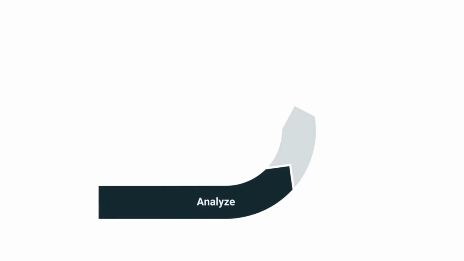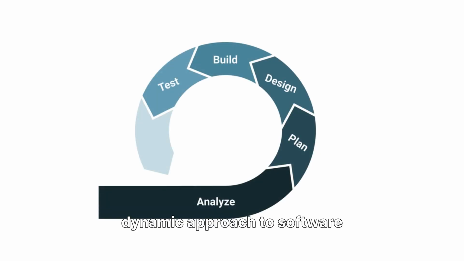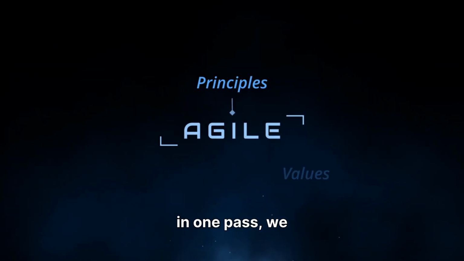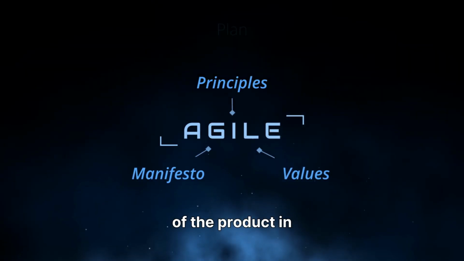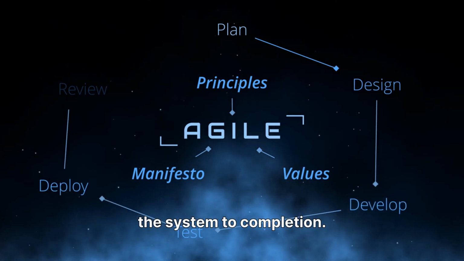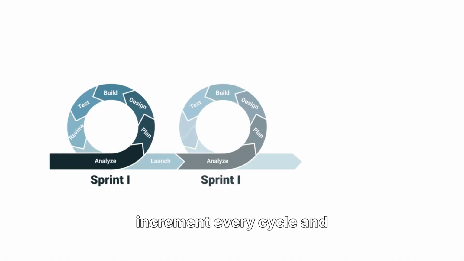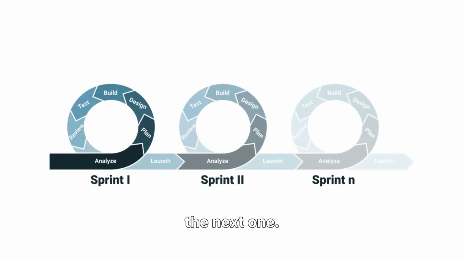Hello everyone. Today I'll cover the Iterative SDLC model, a dynamic approach to software development. Instead of finishing everything in one pass, we deliver a working slice of the product in short cycles, learn from real feedback, and evolve the system to completion. The key idea is to ship a running increment every cycle and to replan deliberately for the next one.